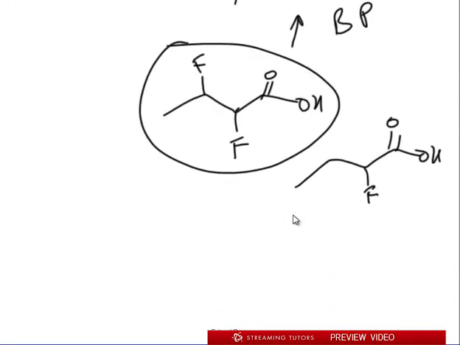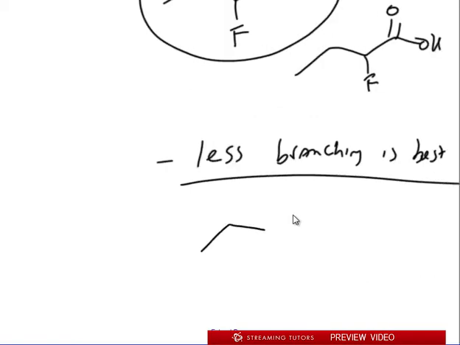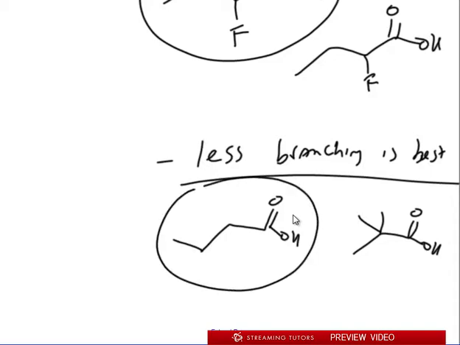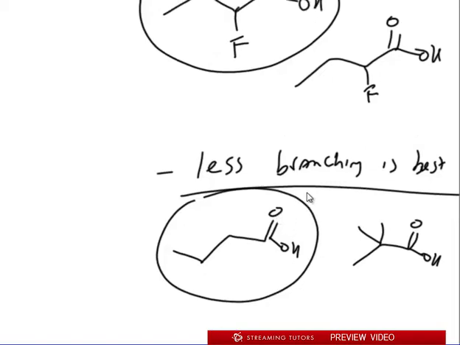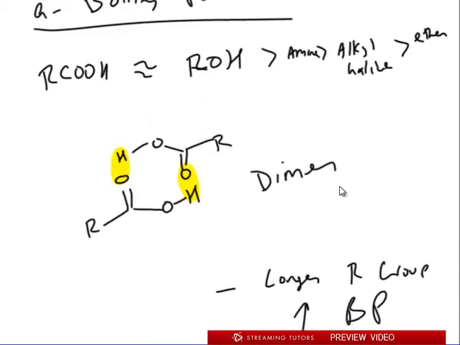And then finally, the last thing is what we talked about last semester. The less branching is best with hydrocarbons. Okay? So if you have a carboxylic acid like this, that's going to have a higher boiling point than that. So this is best off. This is a higher boiling point than having it branched. So branching reduces surface area. Surface area makes it easier to boil. So those are the rules that we have to remember from last semester in case it comes up on our exam.